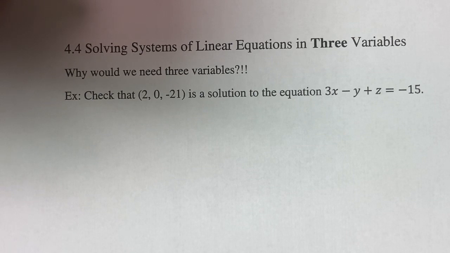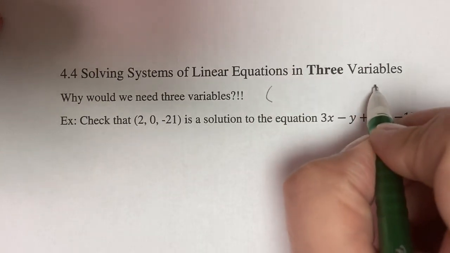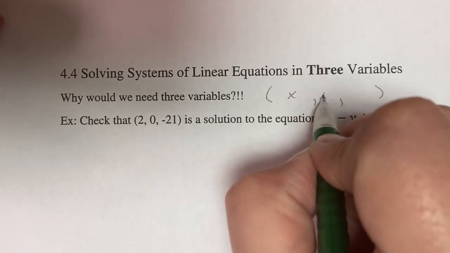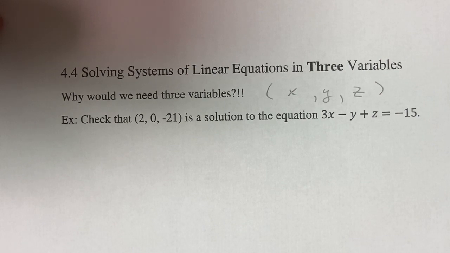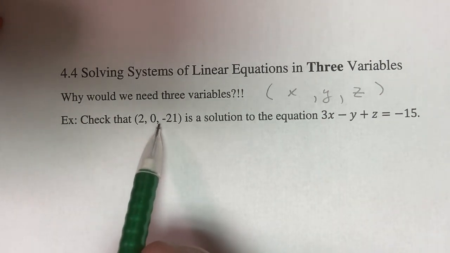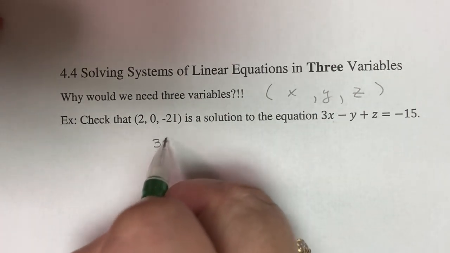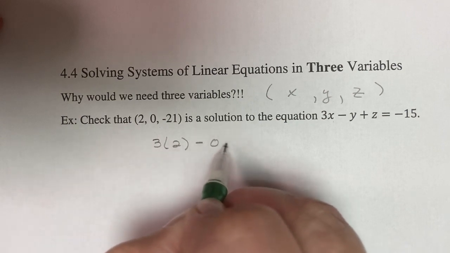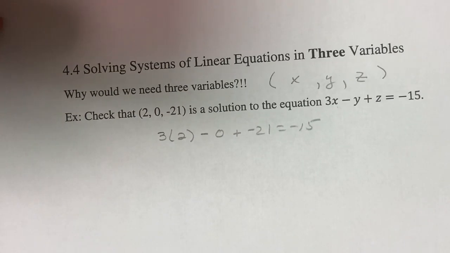So when we solve a system of 3 equations, 3 variables, we don't get an ordered pair. We end up with what we call an ordered triple with an x, a y, and a z. An ordered triple being a solution means the exact same thing as it did for an ordered pair and a solution to a line. If I check to see if that point is a solution to this equation, it simply means if I plug in the x, the y, and the z, does it make the equation true?